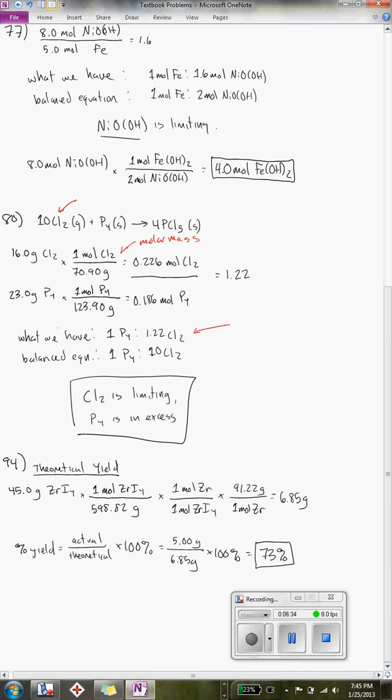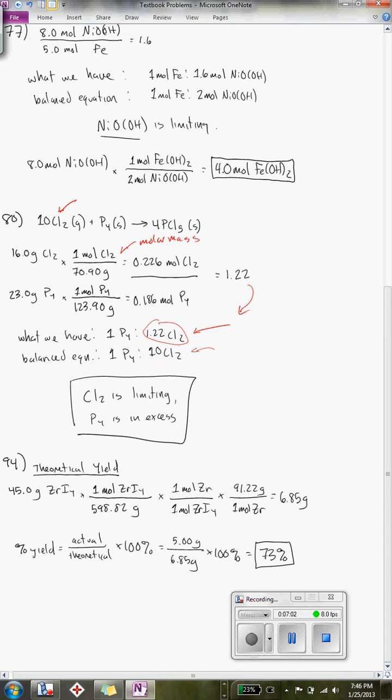We can get our ratio of chlorine to phosphorus by dividing the amount of chlorine by the amount of phosphorus. That gives us 1.22. What this means is that we have 1.22 chlorine for every 1 phosphorus. According to our balanced equation, each P4 will react with 10 Cl2s. So if we compare what we have to the balanced equation, our second number is smaller than the number called for in the balanced equation.